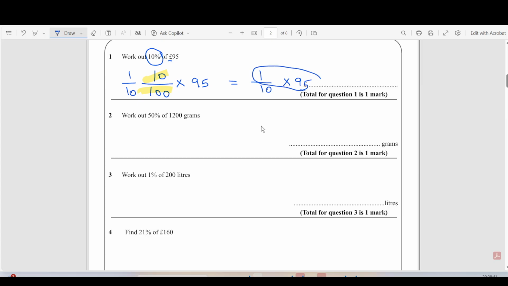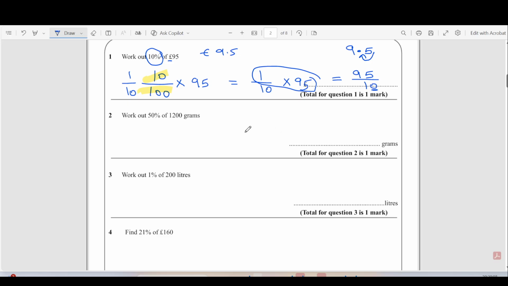95 times 1 is 95. In the denominator we have 10. So 95 divided by 10 is 9.5, right? Because we write the numerator, and in the denominator we have 10, so after one digit we put the decimal, and that's how we got 9.5 euros. Clear?